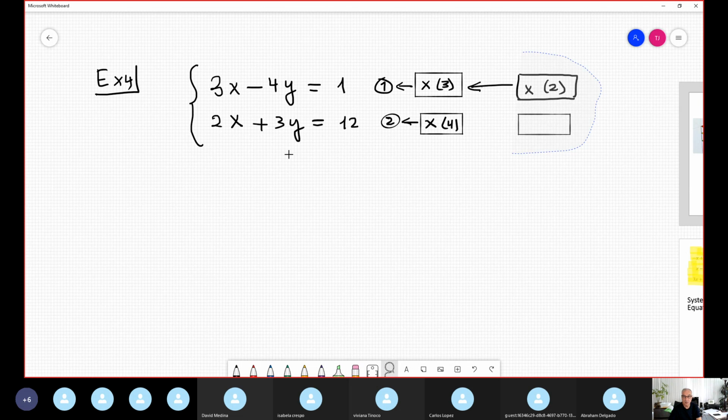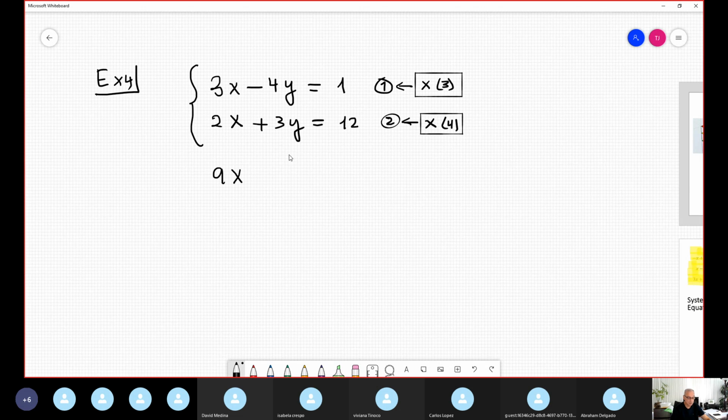Why do I consider it better? Because actually I take the natural sign, that is positive and negative. When you multiply the first equation by 3, we have 9x minus 12y equal 3. And this is my new equation 1, which by the way is identical to the original equation 1. The only difference is that the number is bigger, but it's the same line, you know?